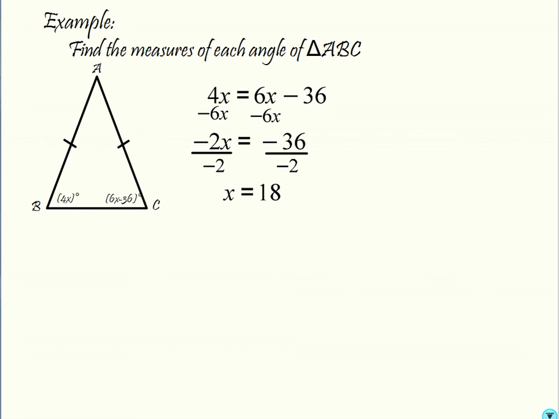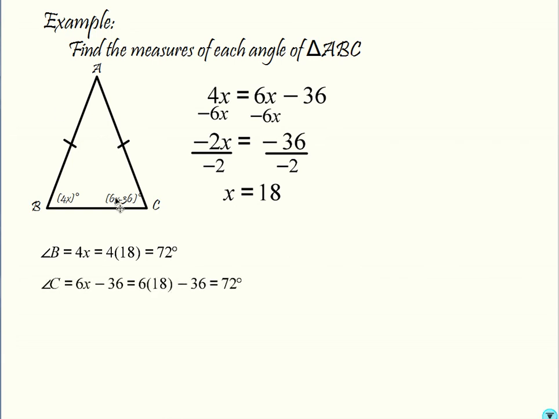Now, like we've been talking about in class, we got to pay attention to what the question actually asked. Did it ask us to find x? No. But we had to have x to answer the question. So be careful that you're paying attention to what the question is asking for. So now, of course, I can substitute in, let's start with 4x, 4 times 18 makes the measure of angle B 72 degrees.